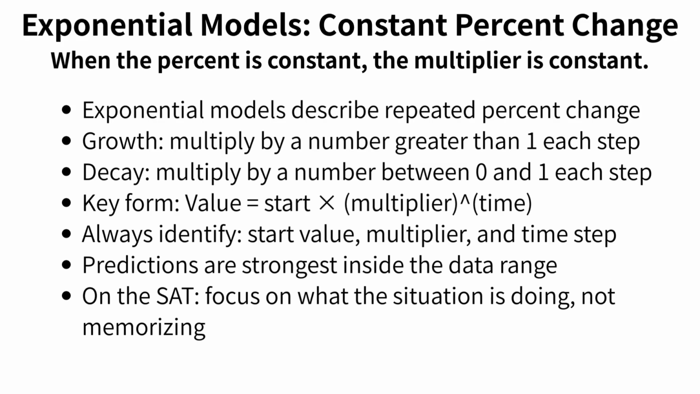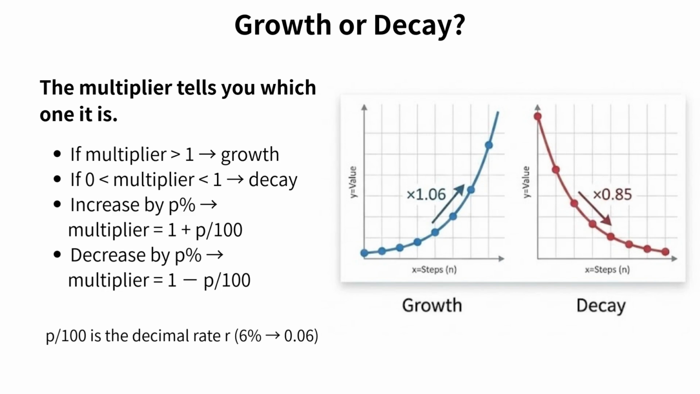So the SAT habit is: focus on what the situation is doing, percent change → multiplier → repeated steps, and the exponential model will feel automatic. Growth or decay, how do you tell? The multiplier tells you which one it is. If the multiplier is greater than 1, the value increases each step, so that's growth. If the multiplier is between 0 and 1, the value shrinks each step, so that's decay.